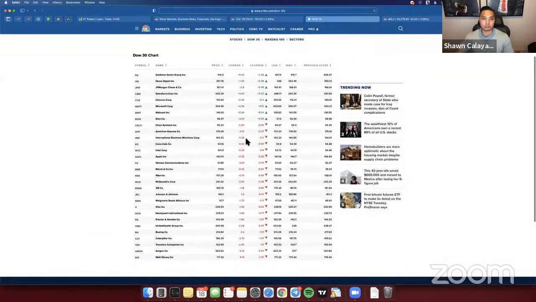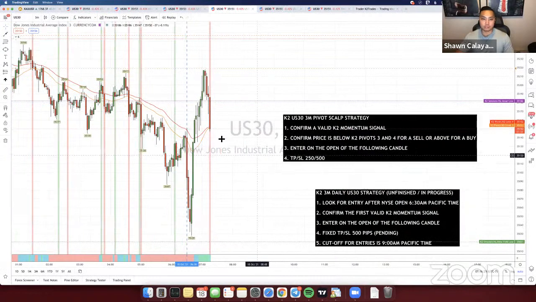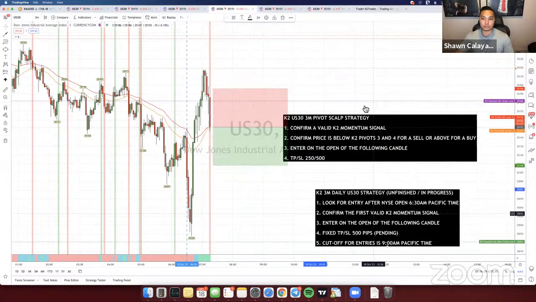The only thing that's really holding it up is Goldman Sachs. Like I mentioned before, Home Depot is now down. JP Morgan's down below 1 point. Everything's starting to come right back down. So this would technically be the 3-minute daily entry right here.